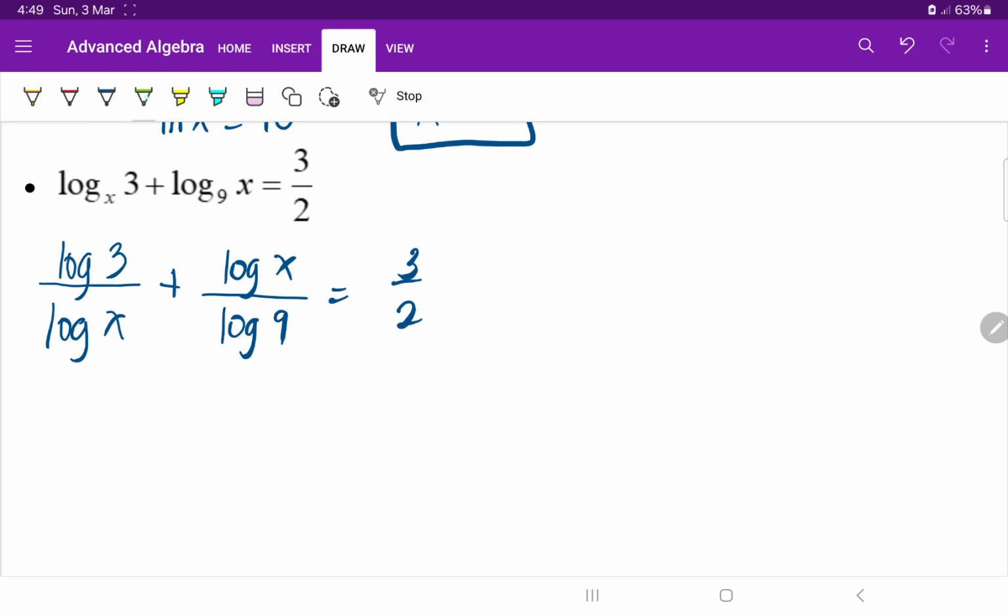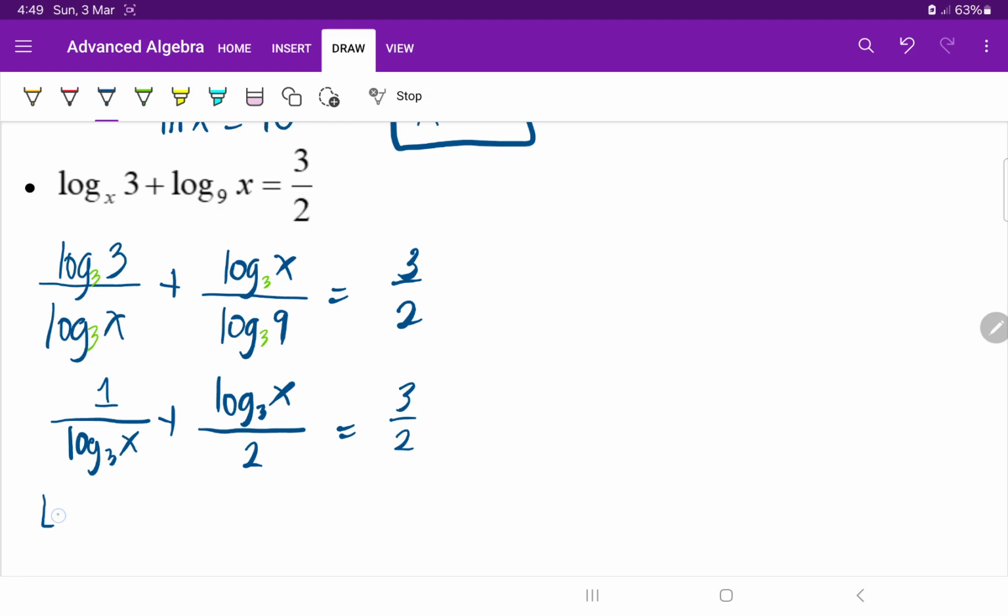So let me try to have a base of 3, para ma-simplify ko yung mga terms. Okay, so the numerator, log base 3 of 3 is just 1. So this is 1 over log base 3 of x. Then for the second term, this is log base 3 of x divided by 2, is equal to 3 halves.